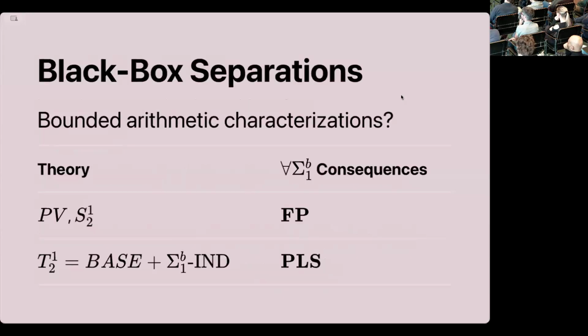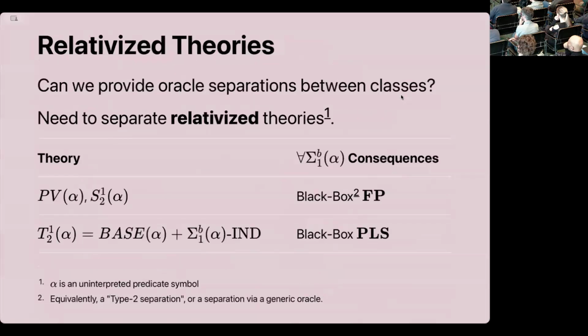Well, what does this mean for bounded arithmetic? We can always translate all these questions back into the bounded arithmetic setting. Now this just corresponds to separating the relativized theories. What you can do is add an uninterpreted predicate symbol, call it alpha, to each of these theories. All of the equivalences that I mentioned on this slide before also carry over in this relativized setting. So separating these relativized theories is just equivalent to providing black box separations between the classes.